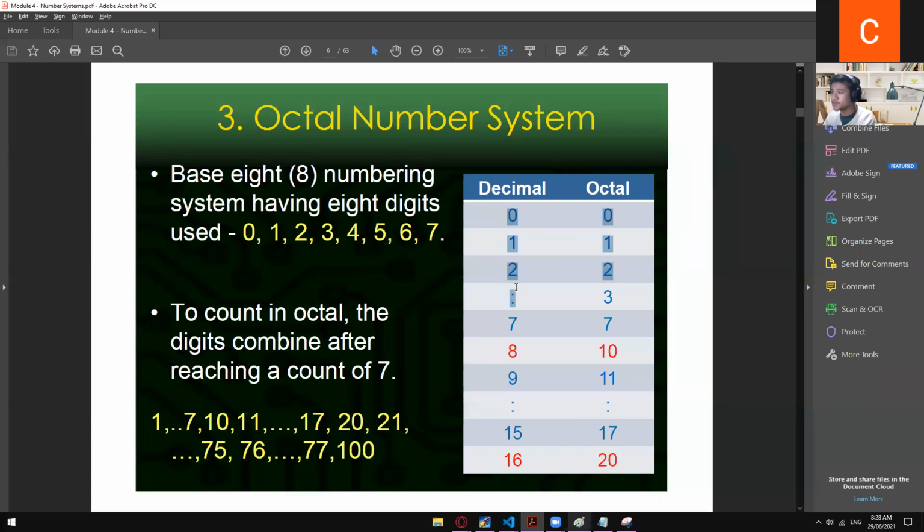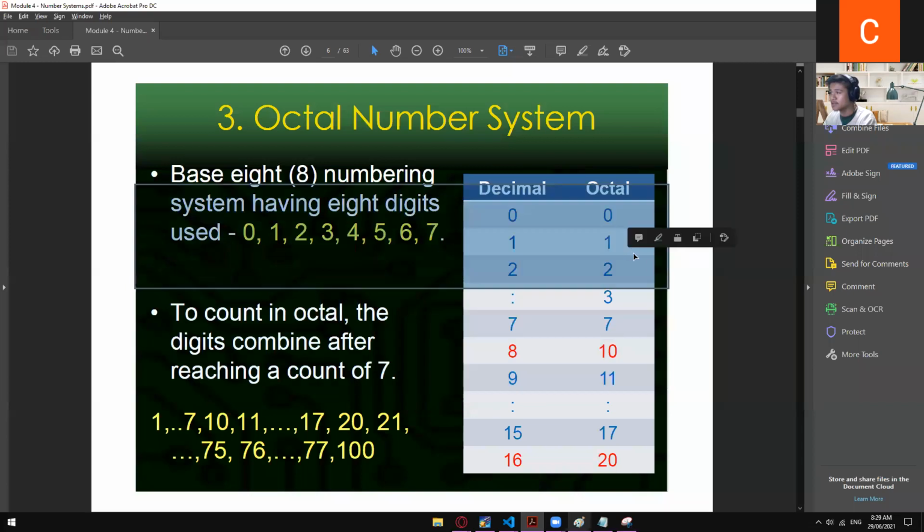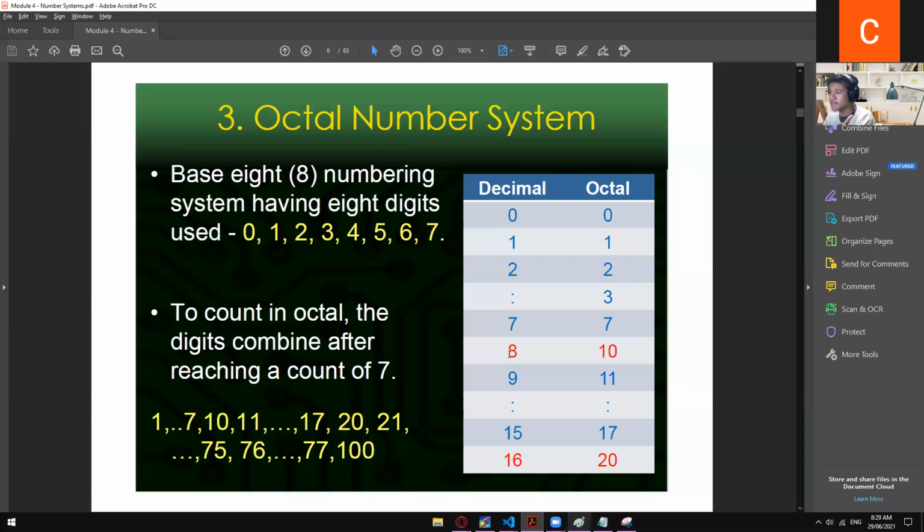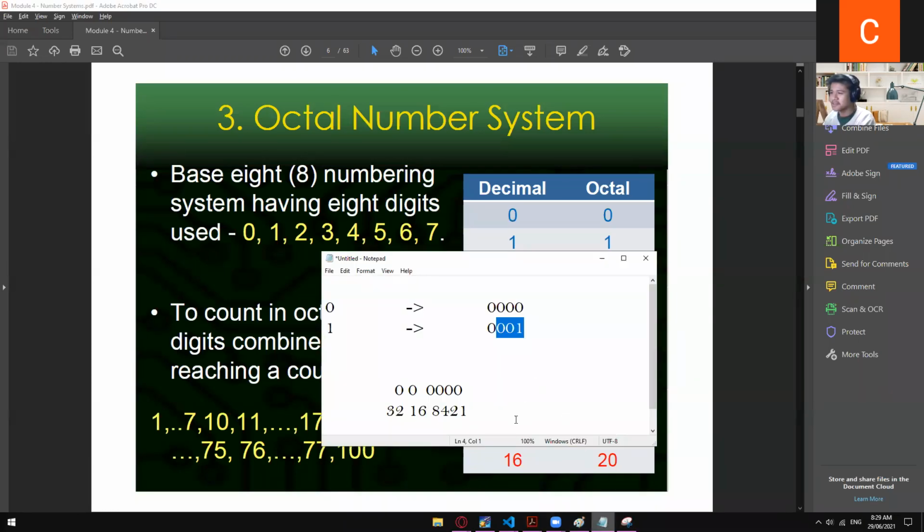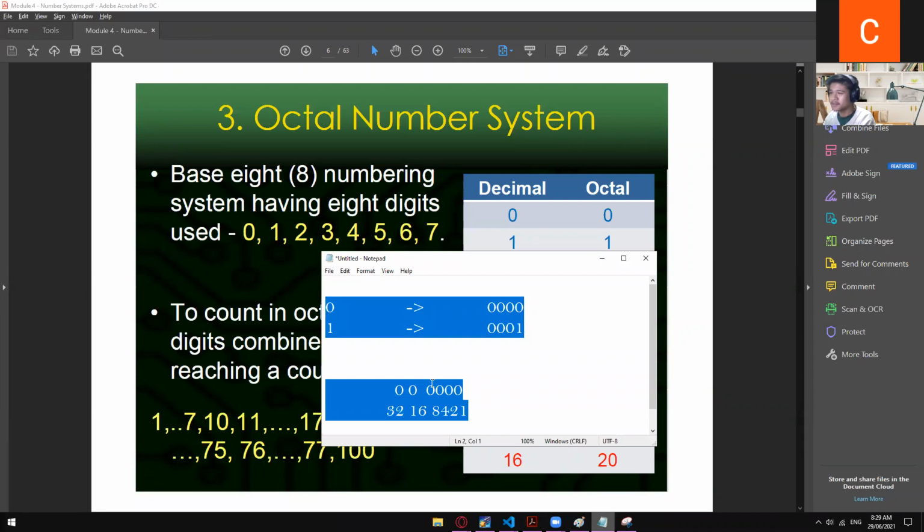Okay, so 0 to 7 from decimal to octal is the same. However, in octal, again, as I mentioned a while ago, we don't have 8 and 9. So in decimal, if we have 8, in octal, it's already 10. There is no other explanation for this one, but you just need to memorize that when it comes to octal, we don't have 8 and 9. I think that's the easiest way for you to understand how to represent decimal to octal.